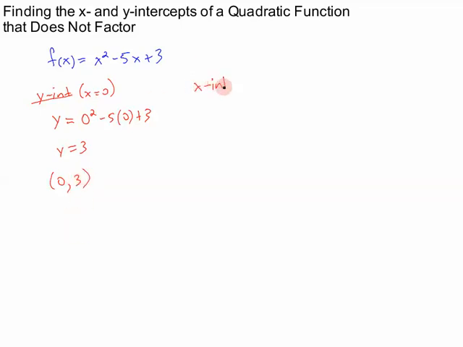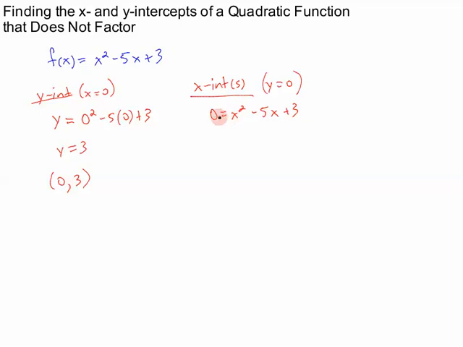X-intercepts are a little more interesting. For x-intercepts, y is 0. So you end up with 0 equals x squared minus 5x plus 3. And so now you have to solve this equation, which in the past we've solved by factoring. This one won't factor. So you can choose to use completing the square or the quadratic formula. I will use the quadratic formula.